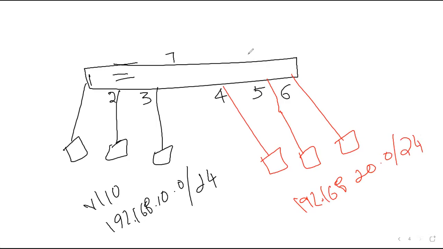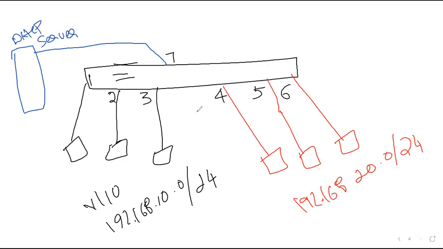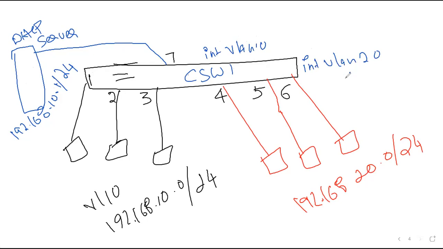What makes the difference here is, let's say you have one server here which is connected to port number 7, which is my DHCP server. Let's say my DHCP server is statically defined as 192.168.10.10/24. Okay, and I'm removing DHCP from the switch and replacing it with a dedicated DHCP server. Let's see how the design will be. So here we have interface VLAN 10, and here we have interface VLAN 20 within the switch, which is the gateway, called 20.254 and 10.254, in the switch.